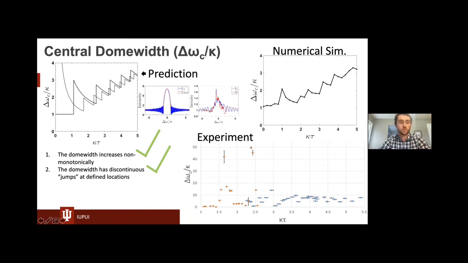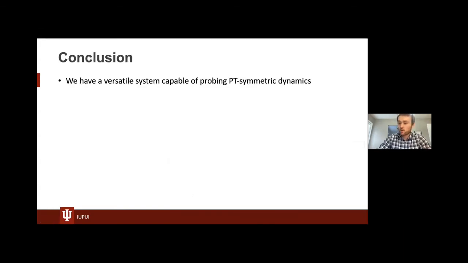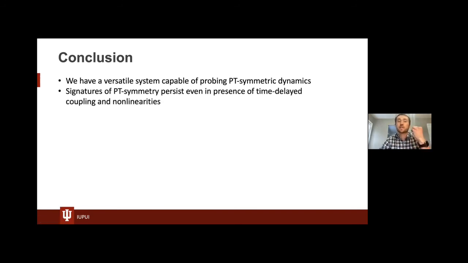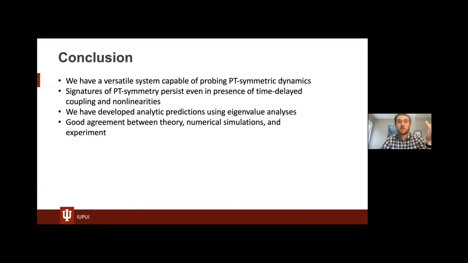So I'm going to conclude my talk there. I think I'm out of time. So I'll say that we have a very versatile system capable of probing PT symmetric dynamics in optics using off-the-shelf equipment. We see signatures of PT symmetry even in the presence of time-delayed coupling and added complexities due to nonlinearities. We can analyze the system using an eigenvalue analysis, and there's good agreement between theory, numerical simulations, and experiment, even with increasing complexities going from one model to the other. So I'll end my talk there. I thank you for listening, and I'll take any questions you may have.